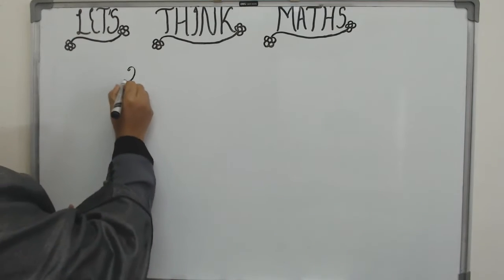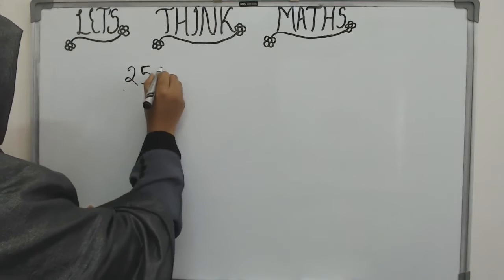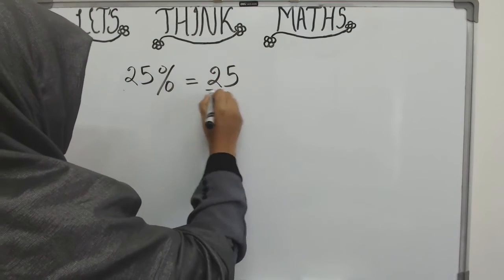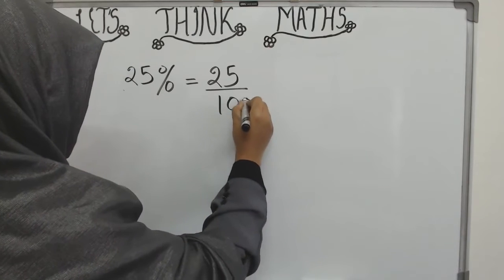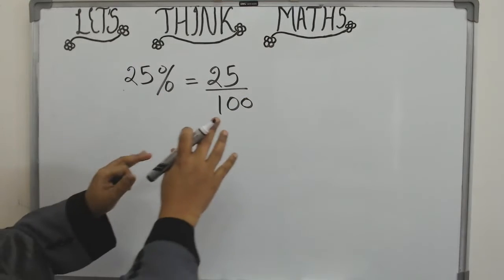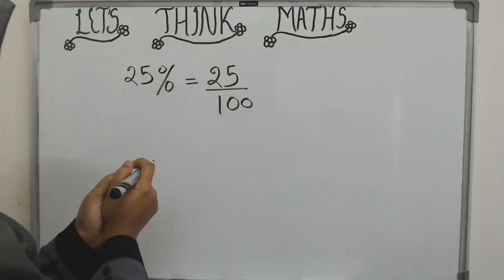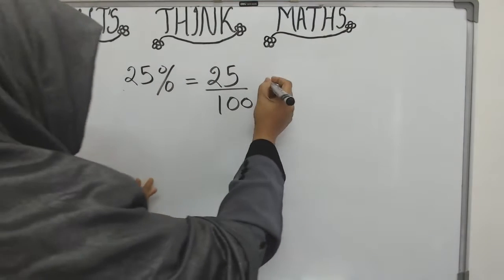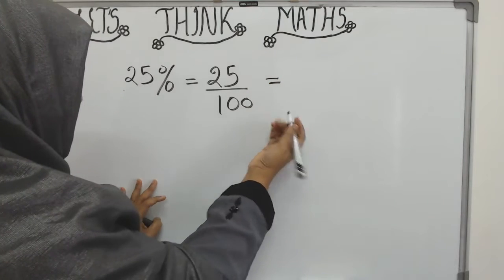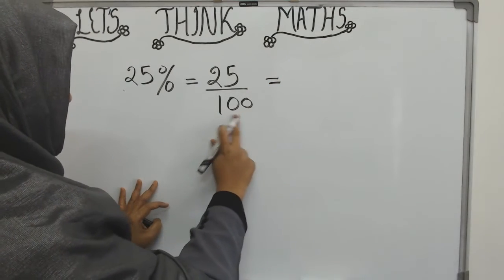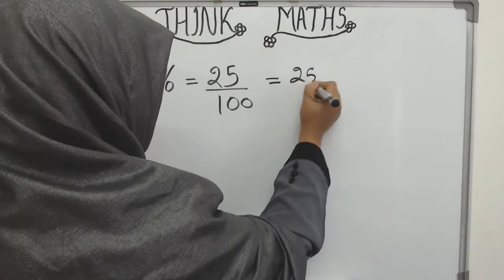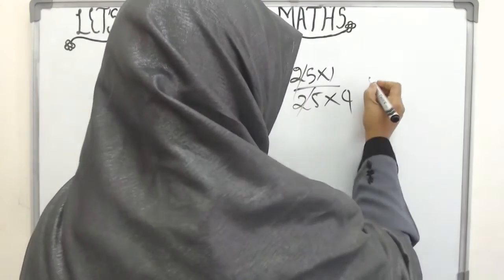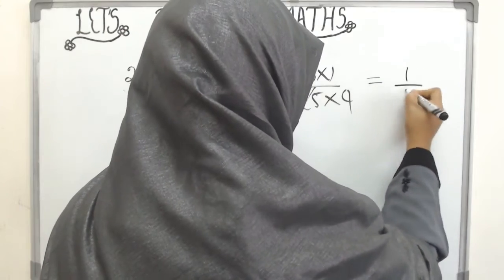So we saw that any percentage can be written as a fraction. Now it hurts my feelings to see a fraction which is not in its lowest terms. So what we will do is reduce it to its lowest terms. How do we do that? 25 into 4 gives us 100. So this is actually, there you go, 1 by 4.